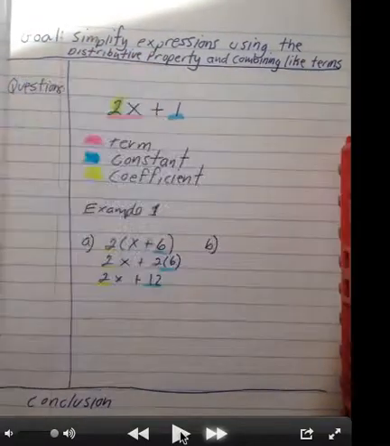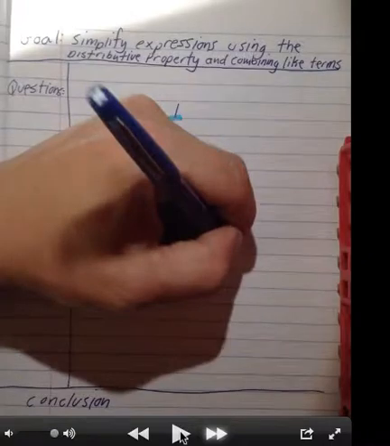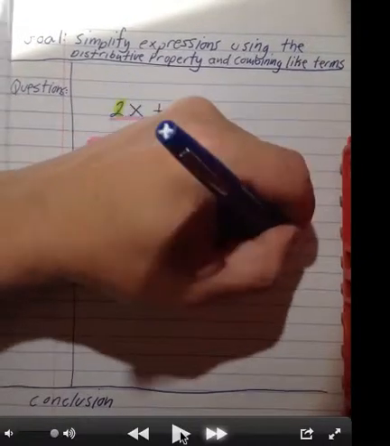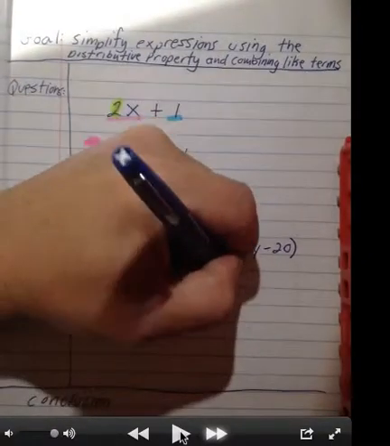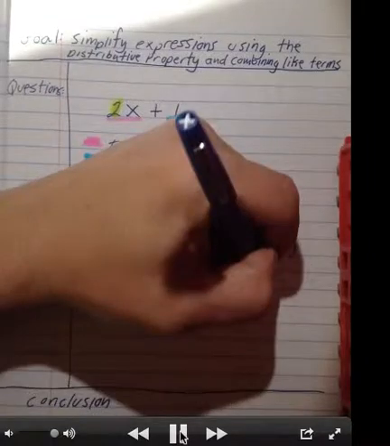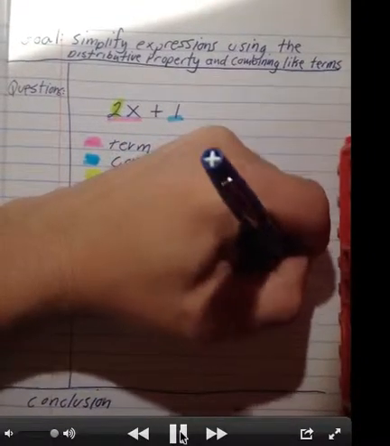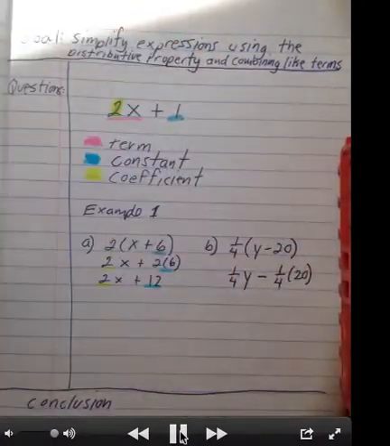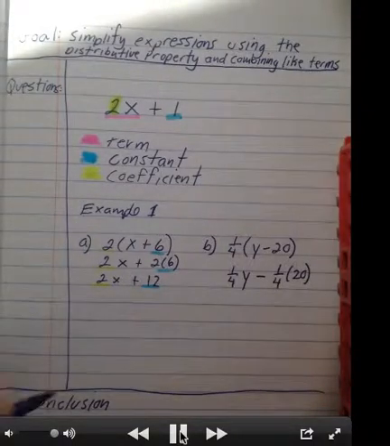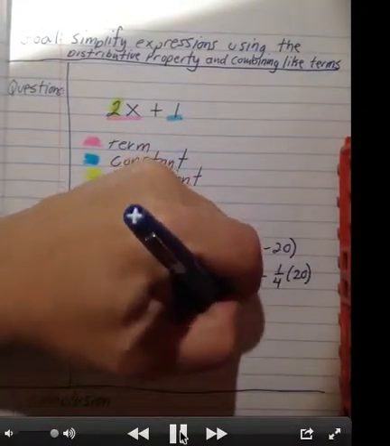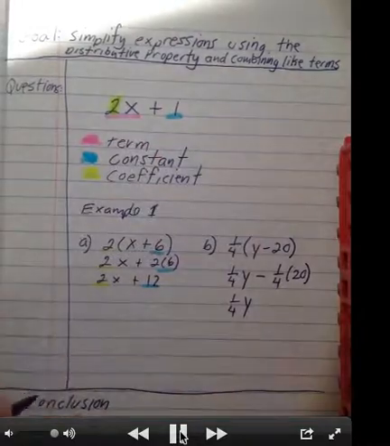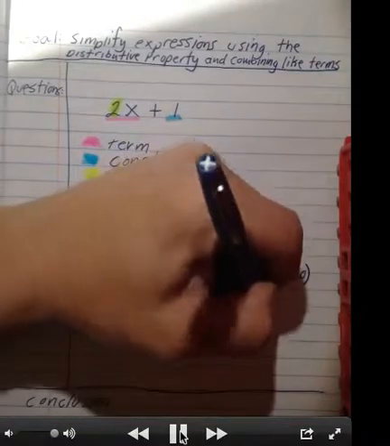Our next example is 1/4 times parentheses y minus 20. So we're going to multiply 1/4 times y and 1/4 times 20. 1/4 times y is as simple as that gets. 1/4 of 20 is 5.